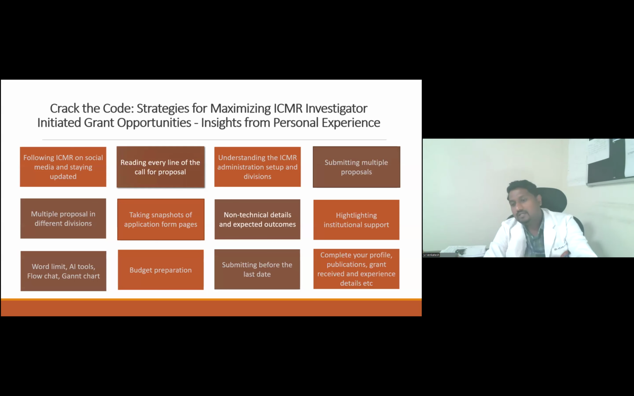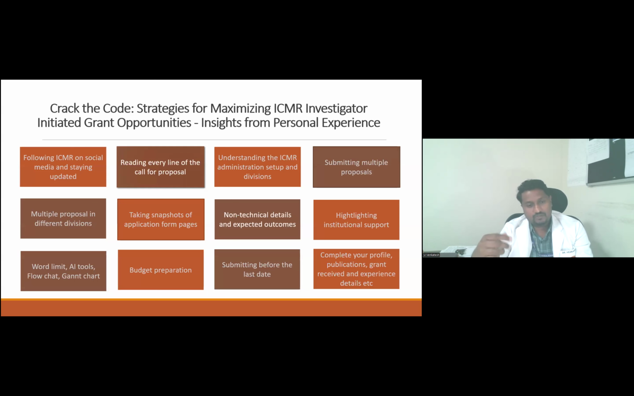Then highlighting the institutional support. This is also important. What are the ways your institute actually plays an important role? It may be with the help of the equipment, with the help of the space, with the help of the manpower. That is also important. Similarly, you need to take care of the word limit.